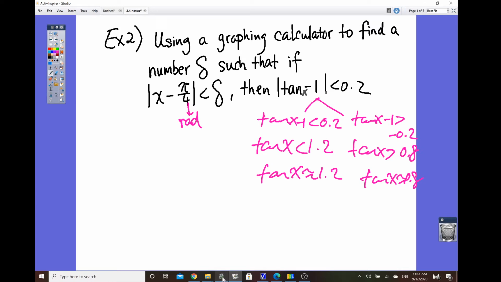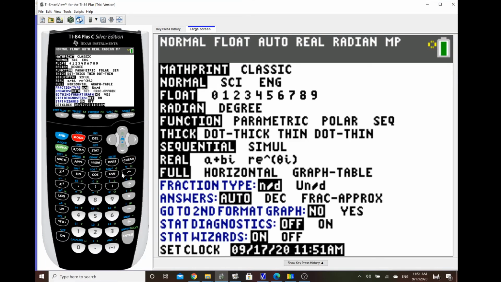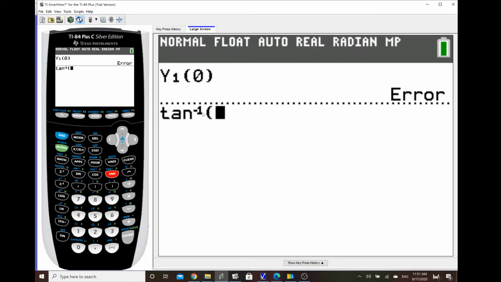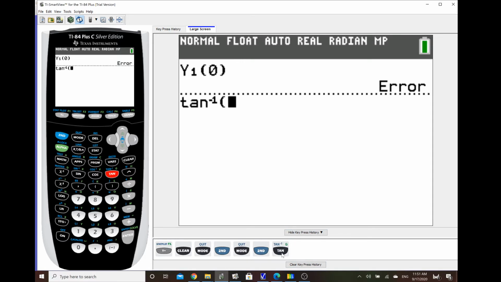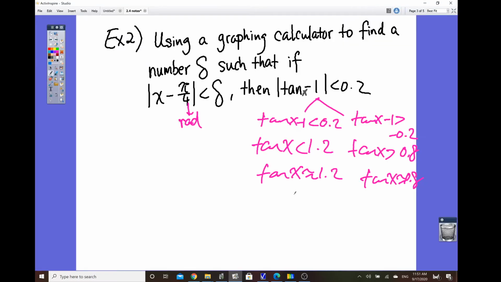Okay, so now let's find out what that is. Inverse of tangent of 1.2. The first thing that you always want to check is to make sure that this is in radian. It is. And then we want to take the inverse of tangent. So I pressed second tangent, 1.2, because we want to find out the angle. This one is about 0.876. Just round it to 3 decimal places. So x is about 0.876.